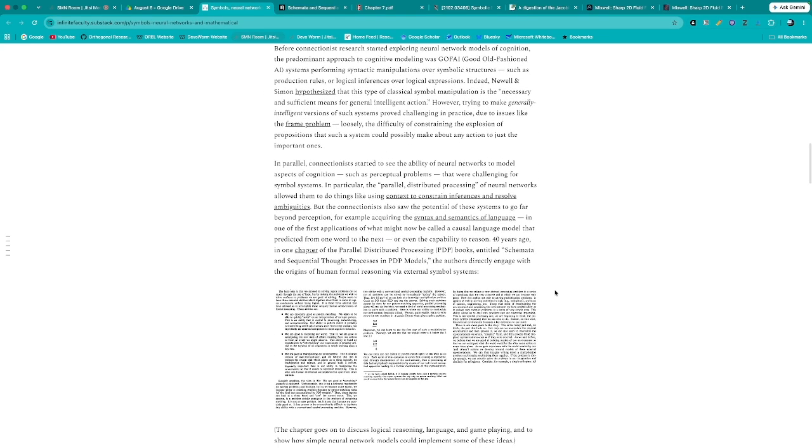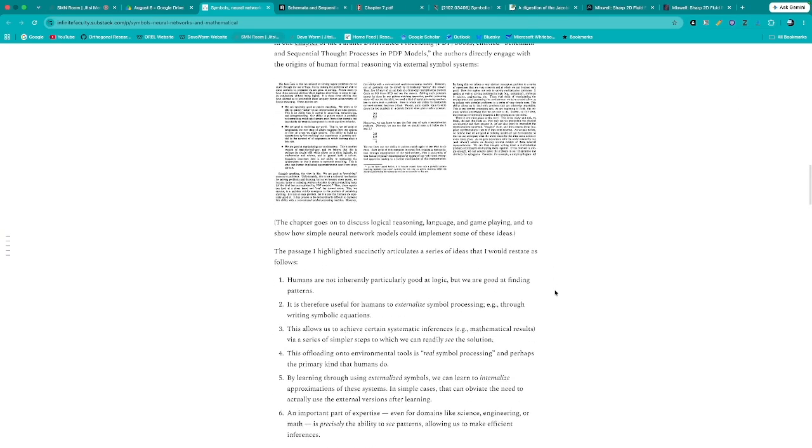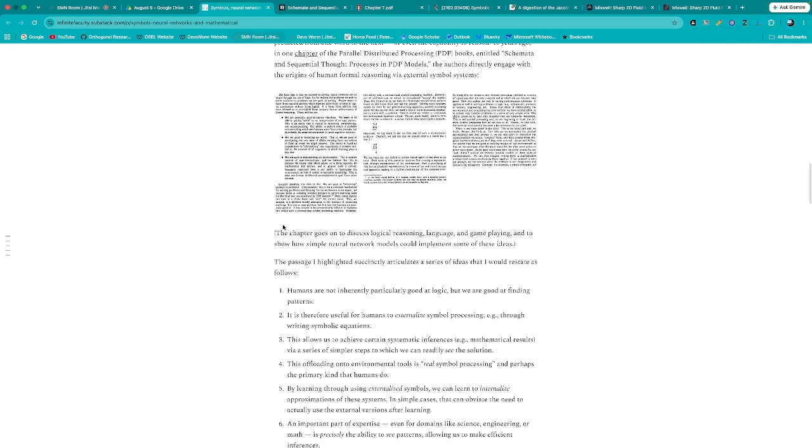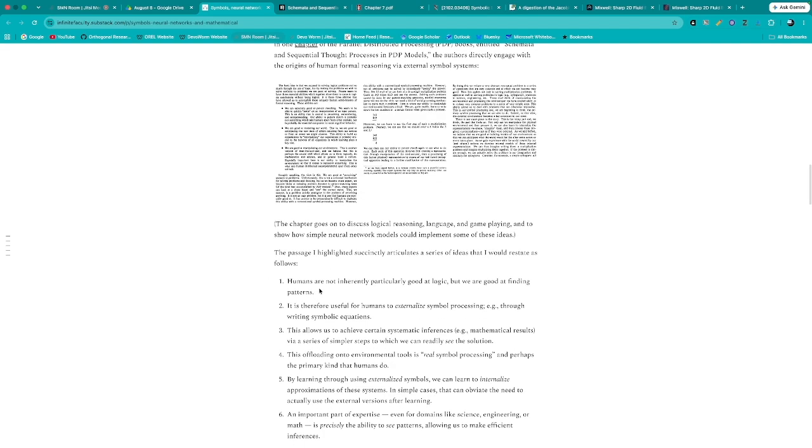The authors directly engage with the origins of human formal reasoning by external symbol systems. The passage I highlighted, and I'm not going to show the passage, succinctly articulates a series of ideas that I would restate as follows. The first is that humans are not inherently particularly good at logic, but we are good at finding patterns. So using logical propositions to model human behavior is folly. You want to look at pattern finding and pattern identification.